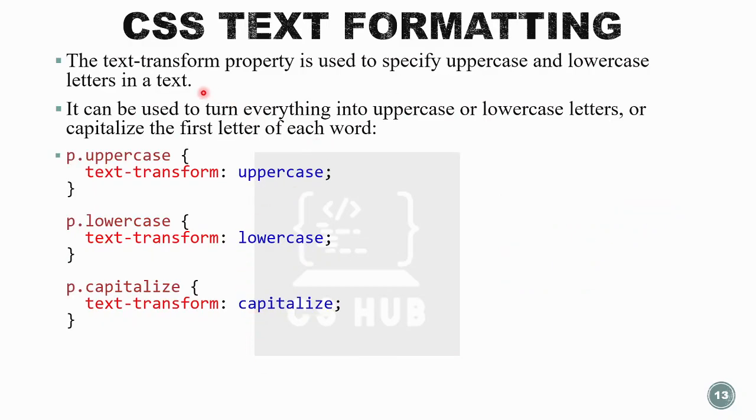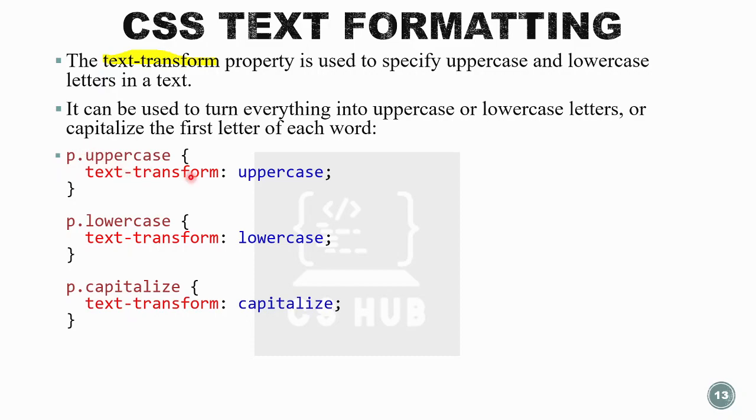Next, text transform. The next property is text transform. Okay, the text transform property is used to specify the uppercase and lowercase letters in a text. It can be used to turn everything into uppercase or lowercase, or capitalize the first letter of each word. So it converts between uppercase and lowercase.